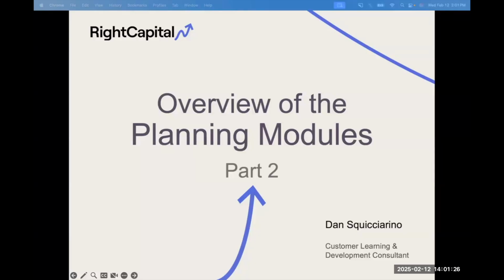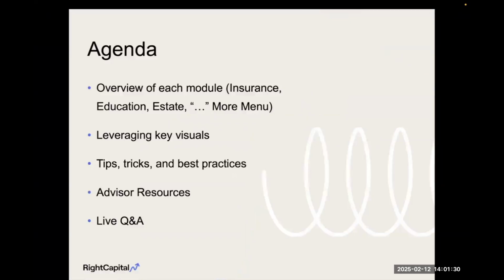So before we dive in today, let's take a quick look over our agenda. The modules we're going to be touching on today are the insurance module, the education module, and the estate module, as well as everything located within the More menu, which is mainly the debt module, student loan module, and stock plans module. So those areas are going to be our main focus today. We're going to look over each one of those modules, dive into all the subtabs and all the features that you can find within each one. We'll, of course, also touch on some key visuals and how you can leverage those, as well as just general tips and best practices to keep in the back of your mind as you're using these tools with your clients. We'll wrap things up today by highlighting some Help Center resources that you're always welcome to utilize.